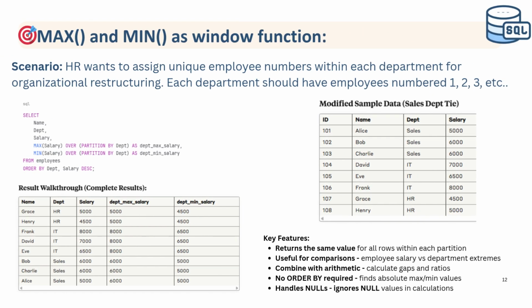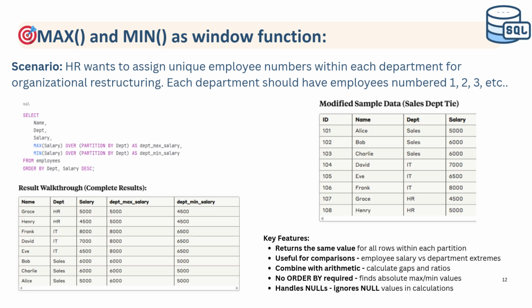Let's see how MAX and MIN work as window functions. This query gives us each employee's salary, along with the maximum and minimum salary in their department, without collapsing rows like a traditional GROUP BY. For example, in the sales department, max salary returns $6,000 for every employee, and min salary returns $5,000. This is useful for calculating salary gaps, percentile analysis, or spotting outliers, all while keeping the full employee-level detail.